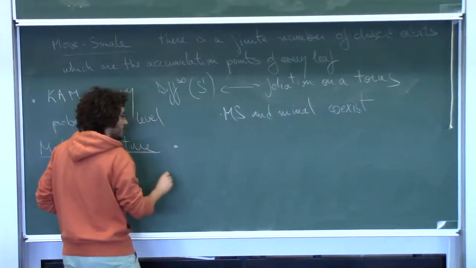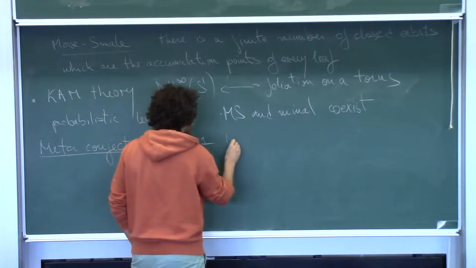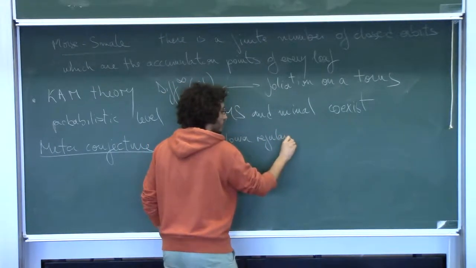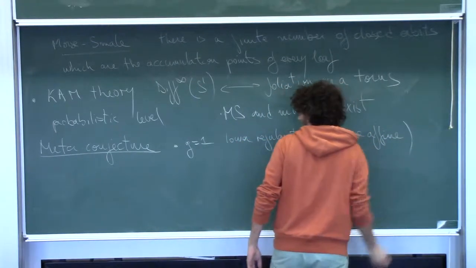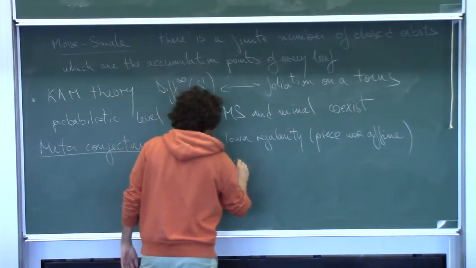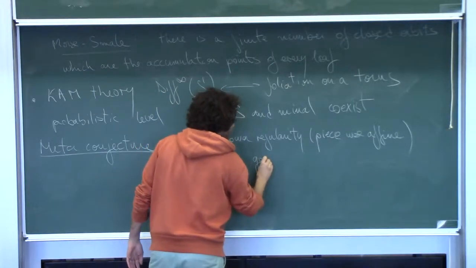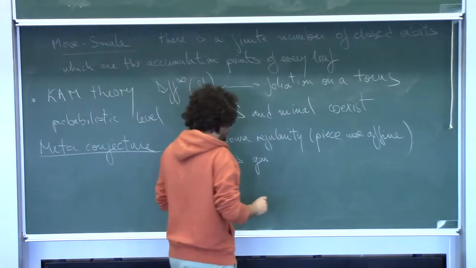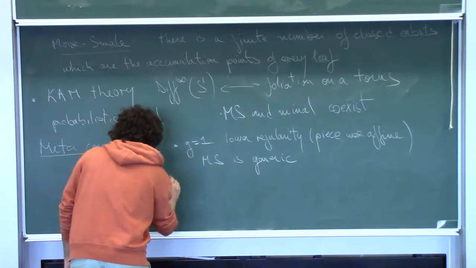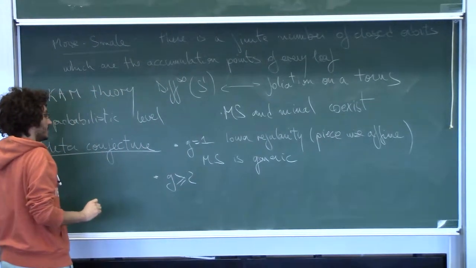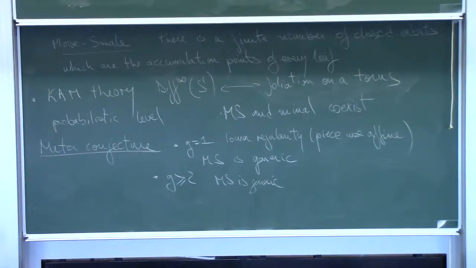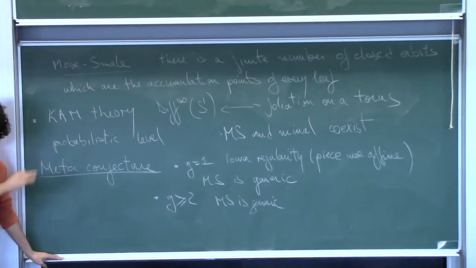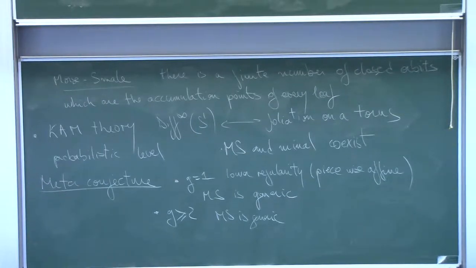So the conjecture would be, in genus 1, with lower regularity, piecewise affine for instance, MS is not generic, where when I say generic I mean in the measure theoretic sense. And in genus greater than or equal to 2, MS is generic as well. We could discuss why this is true, but I think it has to do with the size of unstable manifolds for the renormalization. So that's all I'm going to say about the context, and now I'm going to move to something more formal and more basic.